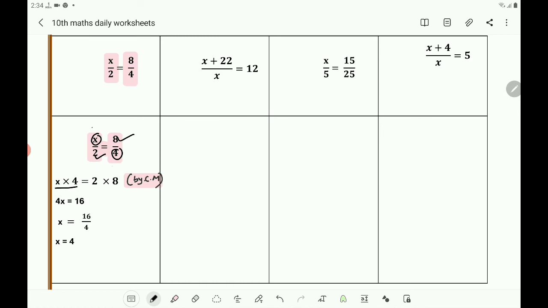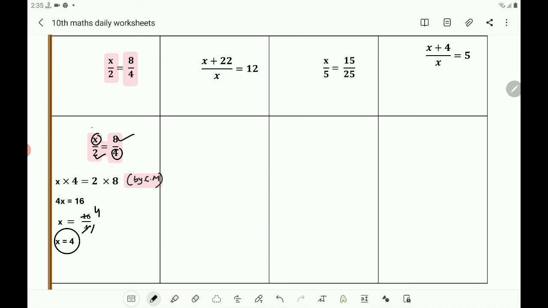X into 4 is 4x. Then what is the product of 2 into 8? 2 into 8 is 16. Then you solve for x here. Again you got the equation 4x equals 16. Then write x here and transfer 4 to the RHS. So it becomes x equals 16 by 4. 4 fours are 16, so you got x equals 4.